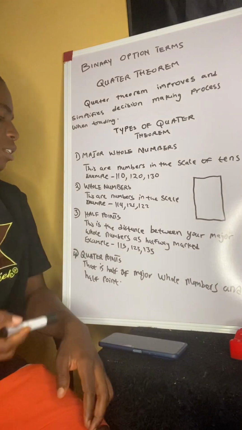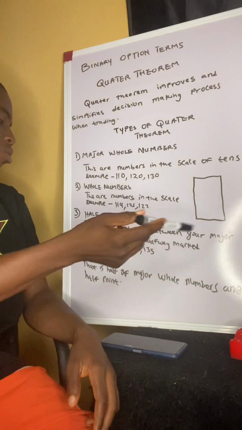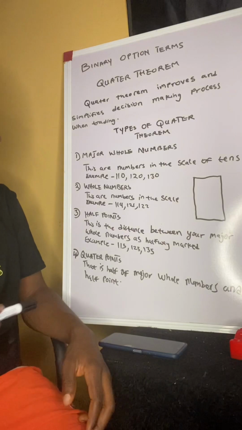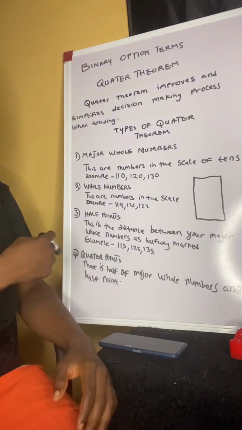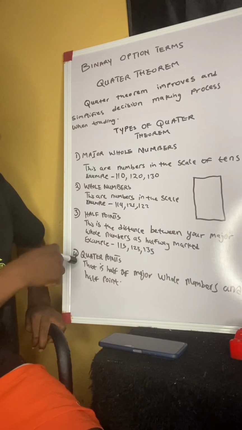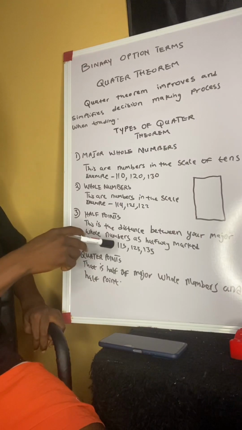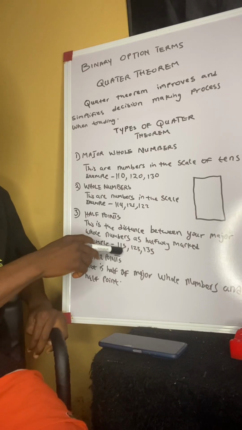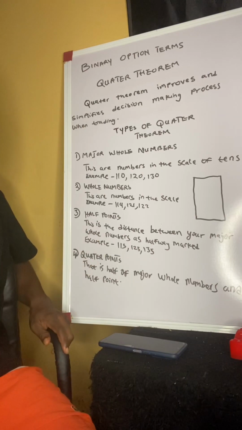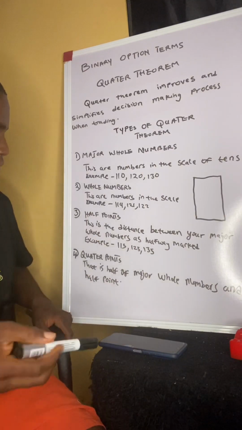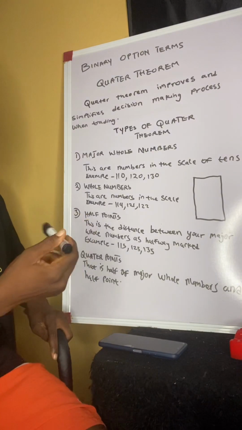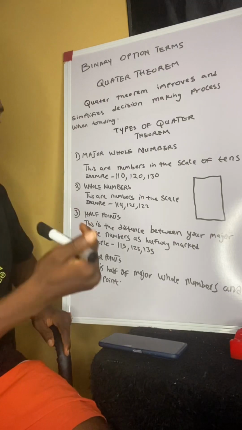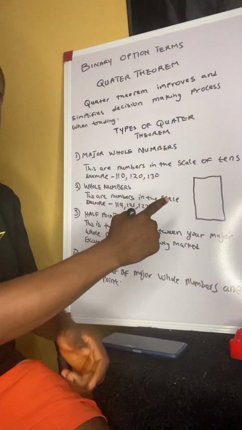And the half point is the distance between your major whole number halfway marks. I'll show you the illustration right here, but let me emphasize them first. When we talk about the half points, we're talking about 115, 125, 135. Then lastly, we have the quarter points. This is half of the major whole numbers and the half points. Now let me show you guys what I mean on this diagram here.